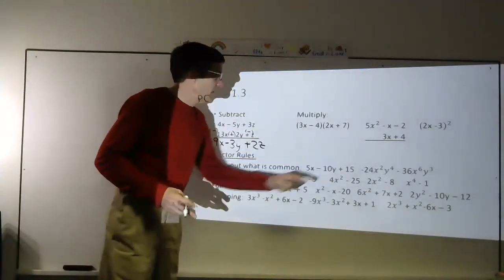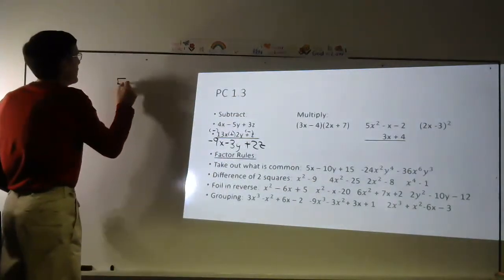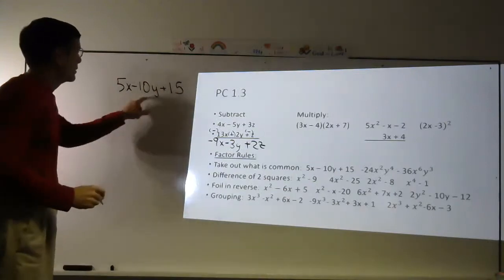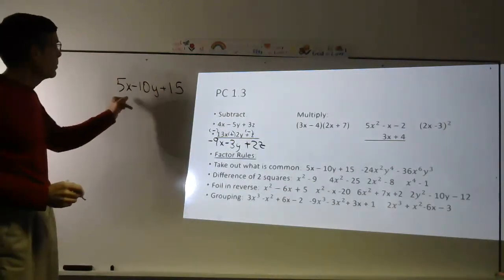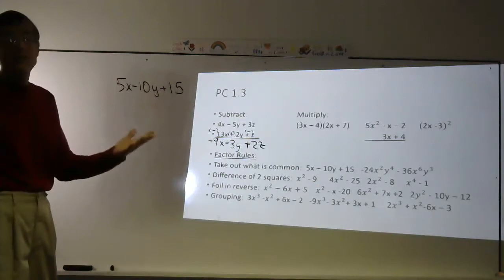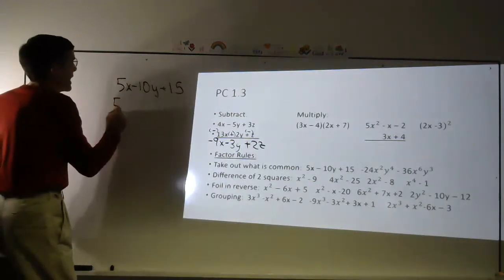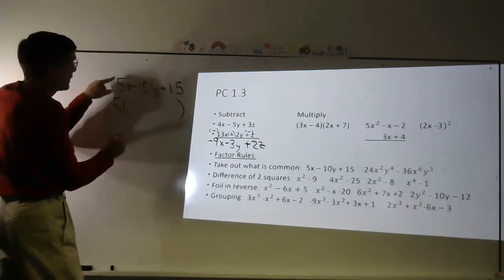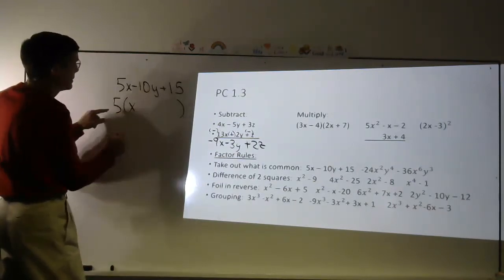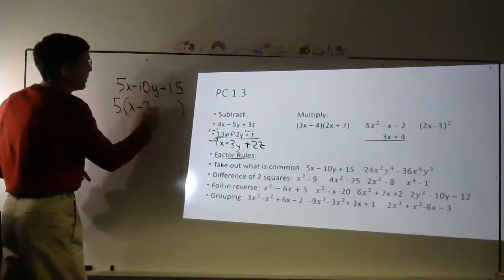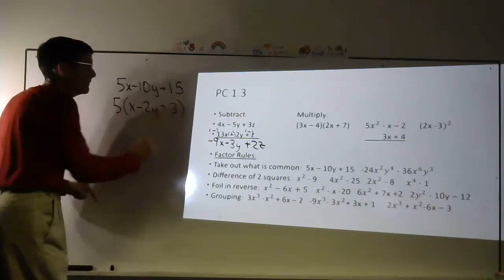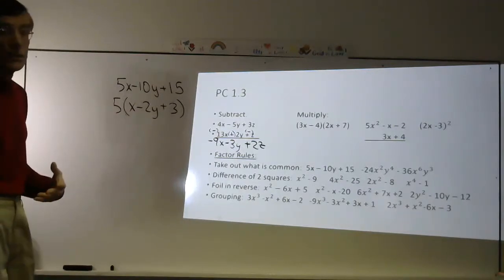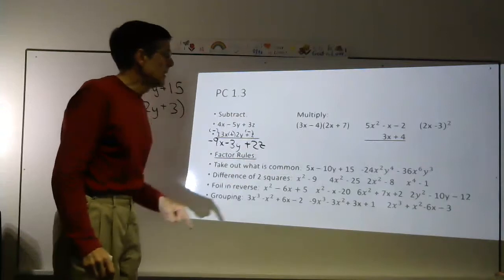5x minus 10y plus 15. Look in all 3 parts. I see what's the same in all 3 parts. I see a 5. I can take a 5 out of all 3 parts. Dividing. I'm dividing 5 out of here. I'm left with an x. I'm left with a minus 2y. I'm left with a positive 3. Yes? That is taking out what is common.